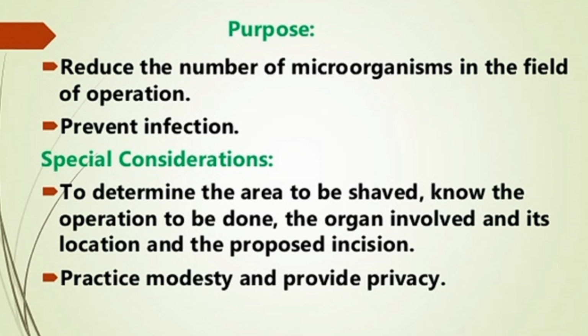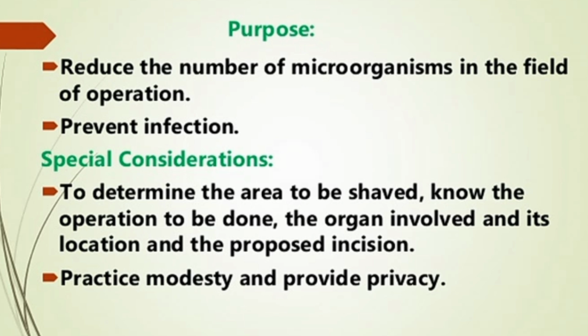Next we are seeing the special considerations. That means what are the things we have to think about specially, we can concentrate on the patient side. Determine the area to be shaved. Know the operation to be done, the organ involved, its location and the proposed incision. In which part they are doing surgery, we have to identify everything beforehand, so we can clean this place thoroughly.